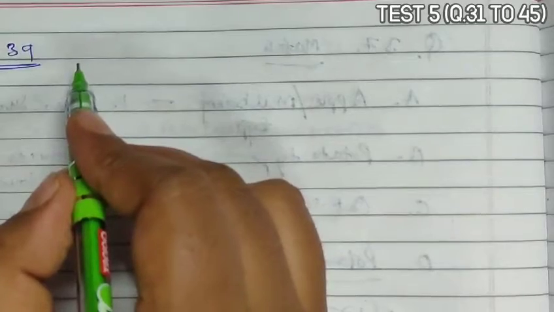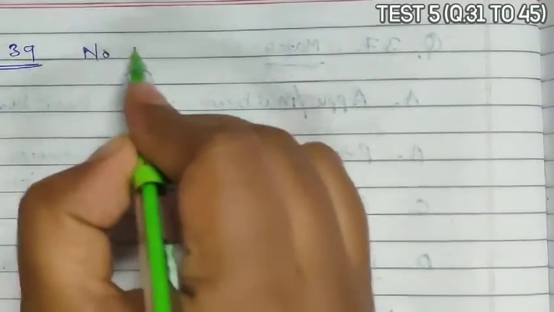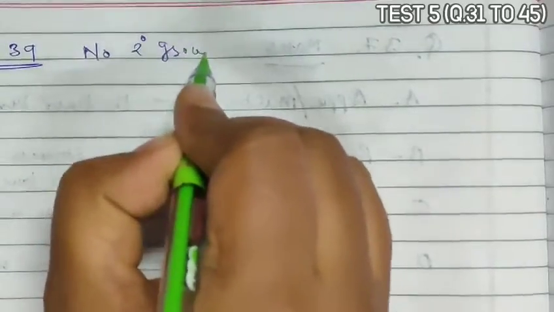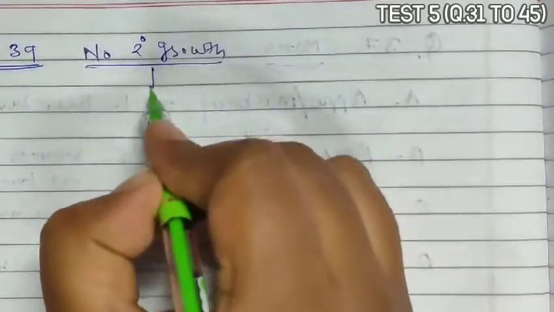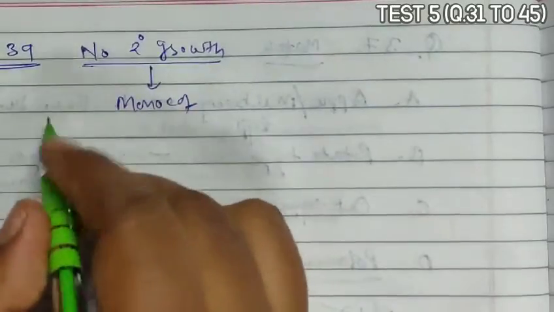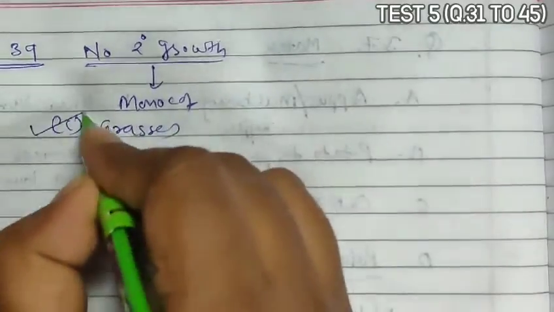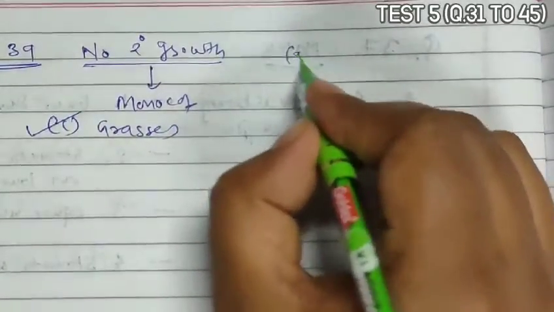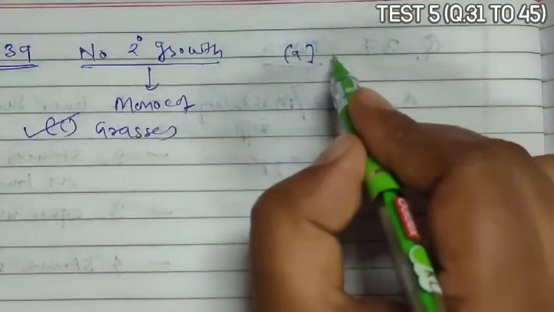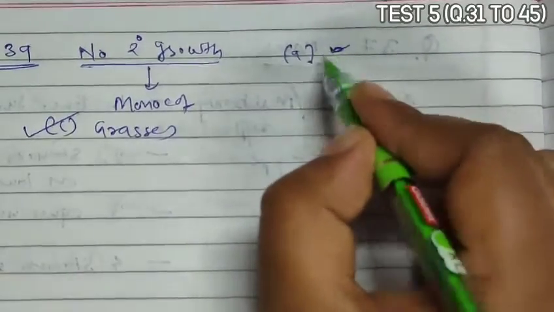Question 39 asks which plant has little or no secondary growth. You know that secondary growth is absent in monocots. In option C, grasses are given, and grasses are monocots, whereas in option A you will find conifers. Conifers are gymnosperms.